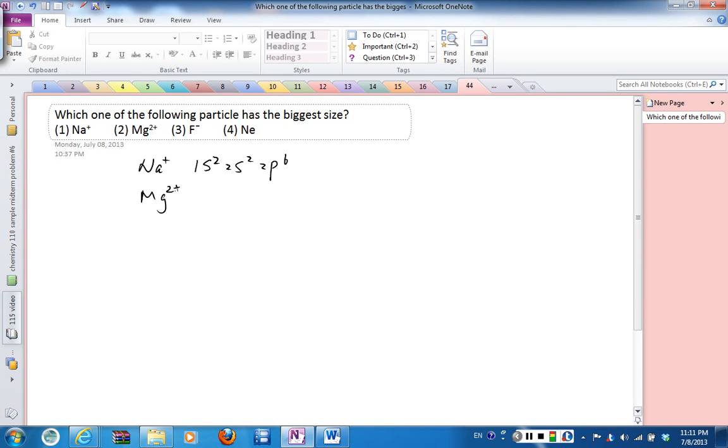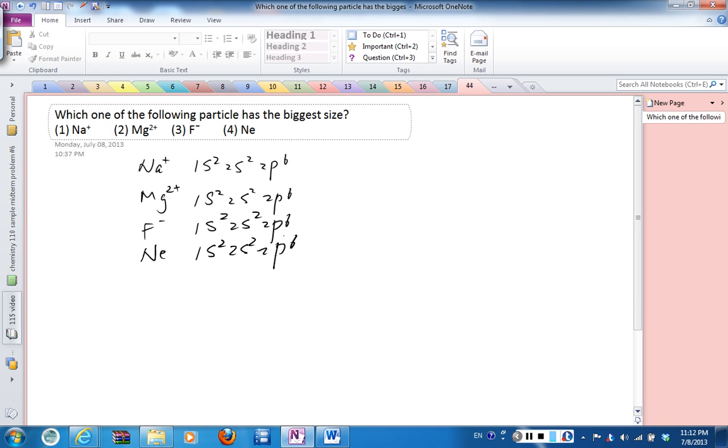Magnesium, 2 plus. Magnesium is number 12 on the periodic table. And losing 2, you got 10 electrons. 1s2, 2s2, 2p6. Fluorine is number 9 on the periodic table. Fluoride ion got 1 extra electron, so 9 plus 1, also 10 electrons. And then neon. Number 10 on the periodic table is a neutral atom, 10 electrons again.